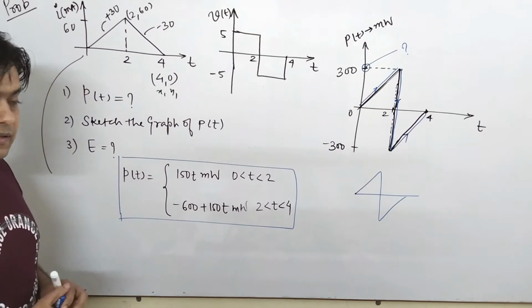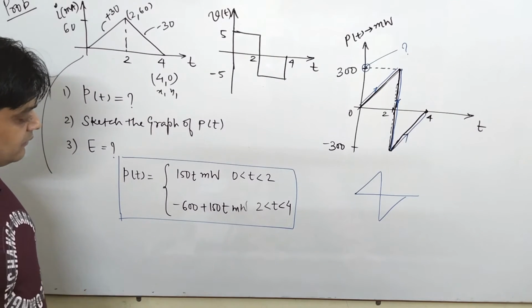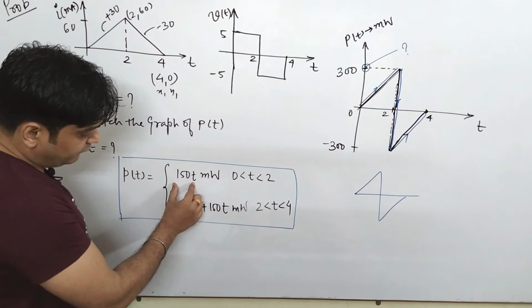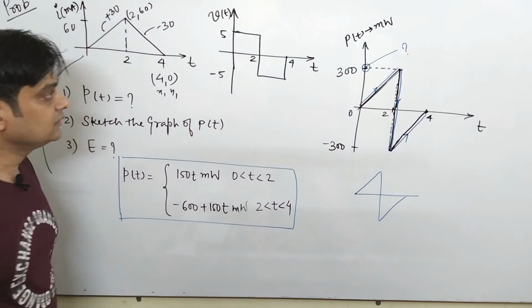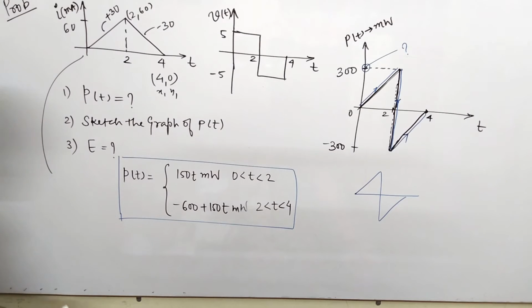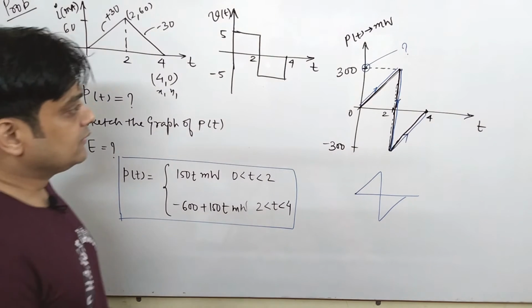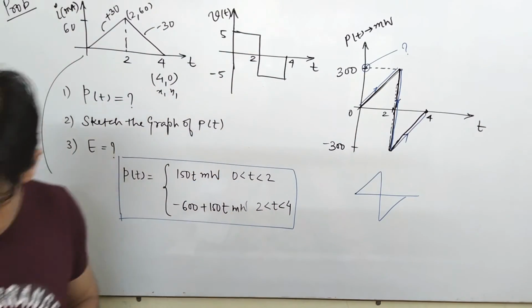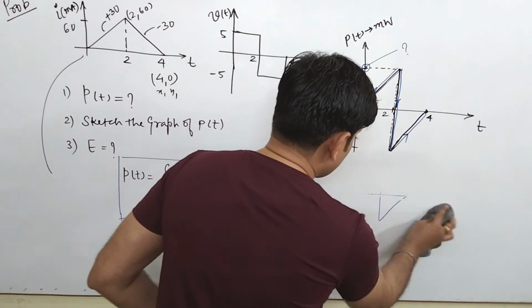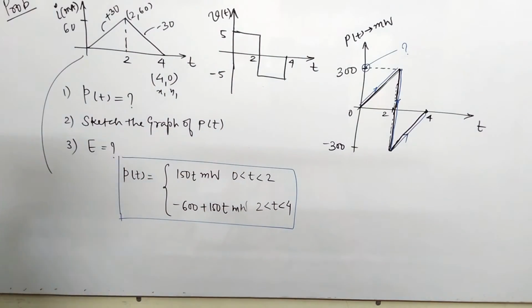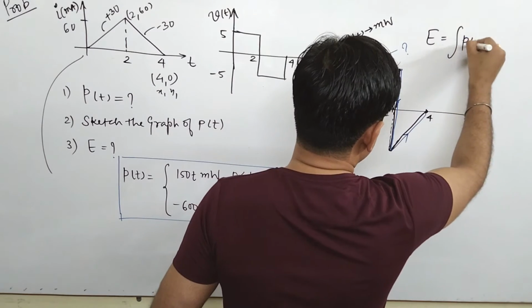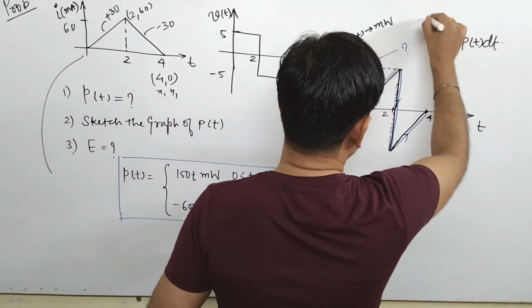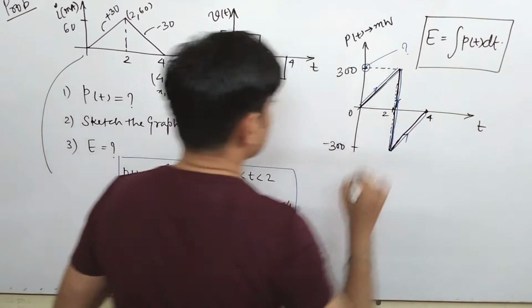So this is an important problem in which we understand this 150t and this minus 600 plus 150t and how we have redrawn it. So this is all about the power p(t). Now you have to find the value of energy. In my previous videos I have mentioned the energy. Energy is the integral of power. So you can find the energy.